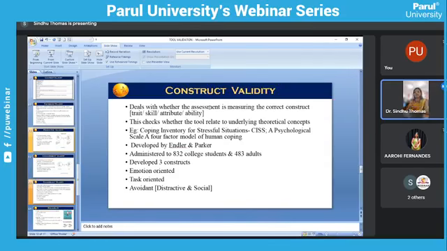Coming to construct validity, it mainly deals with whether the assessment is measuring the correct construct. That means I need to develop some construct. In short, construct validity is something to do with the theoretical aspect.